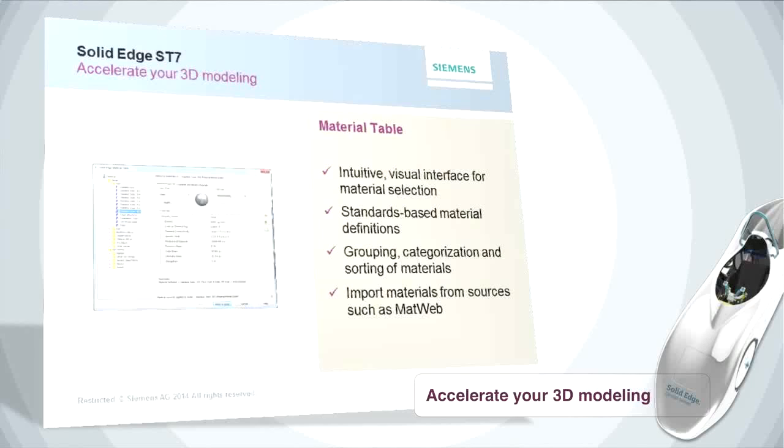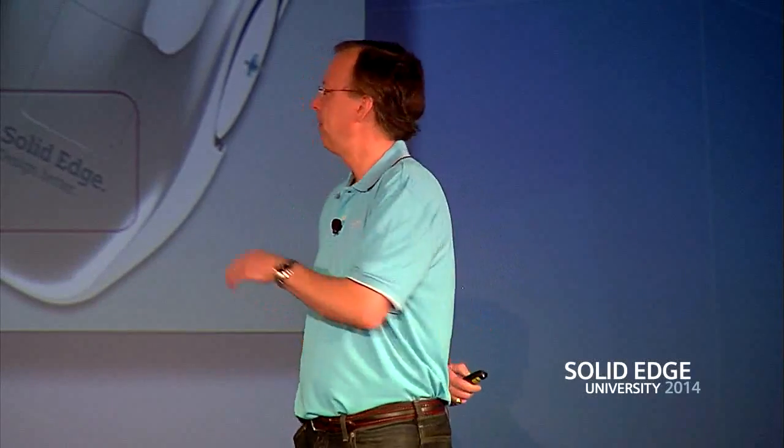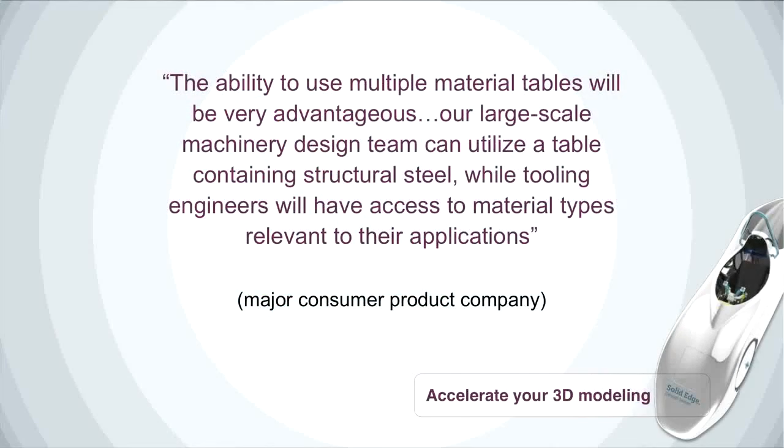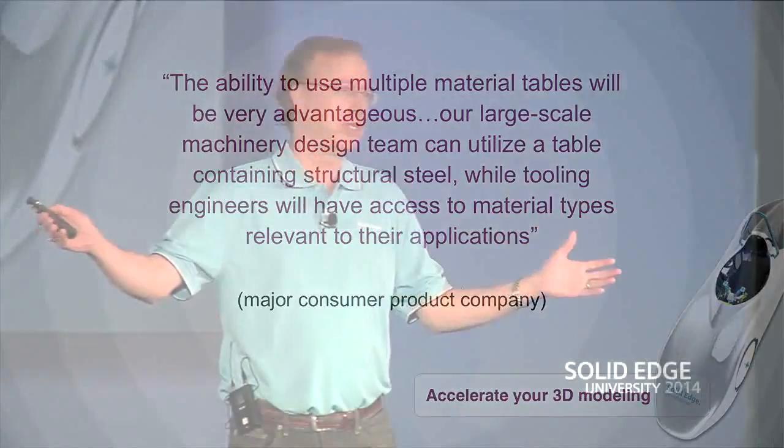Again, we've been working with various beta customers on this. In this case, we have this listed as a major consumer products company, so if you ever have used soap or have washed your clothes, you have interacted with their products, and diapers, all these things, machines designed in Solid Edge. So they have this situation where they build large-scale machinery, like a diaper-making machine is about the size of a house, right? So large-scale machinery and certain materials they use in that, other materials in the tooling, and they're really excited about the ability to segregate those and use different materials for different functions.